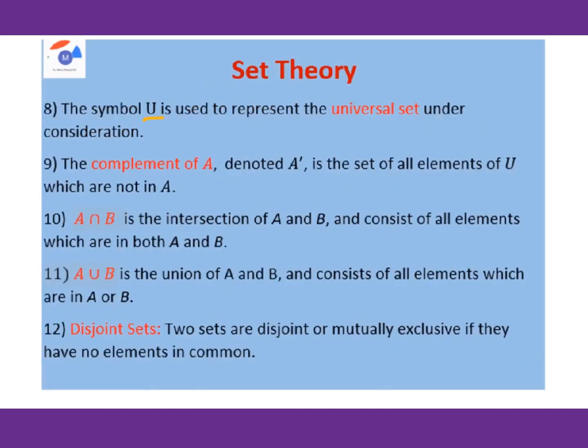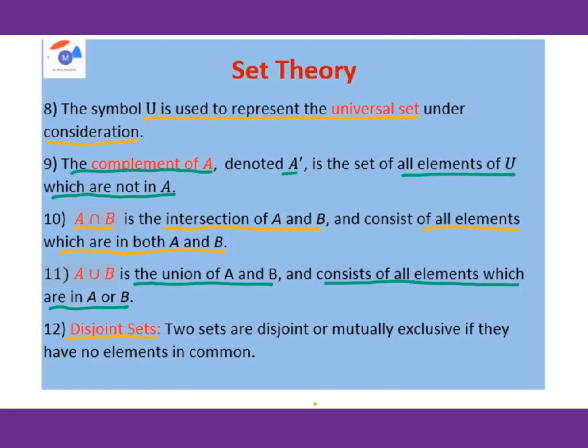The symbol U is used to represent the universal set under consideration. The complement of A, denoted A prime, is the set of all elements of U which are not in A. This symbol means the intersection of A and B, and consists of all elements which are in both A and B. A union B consists of all elements which are in A or B.